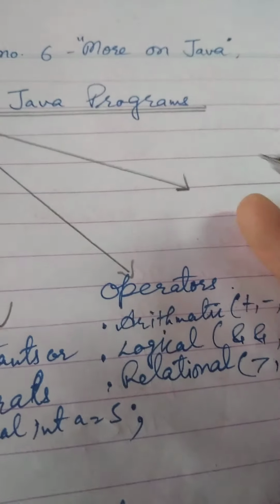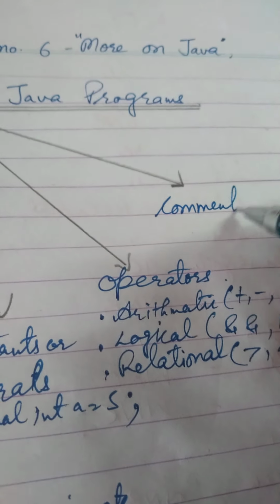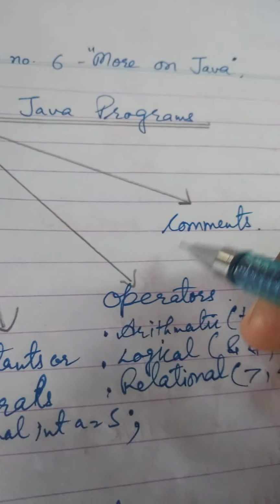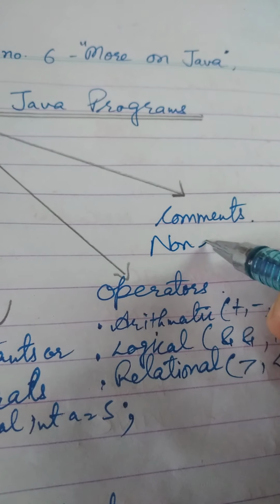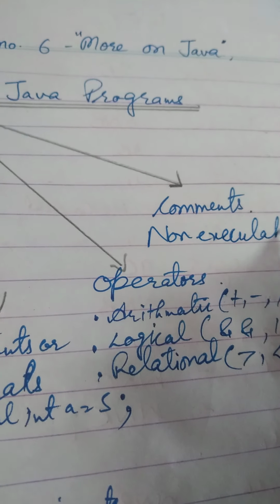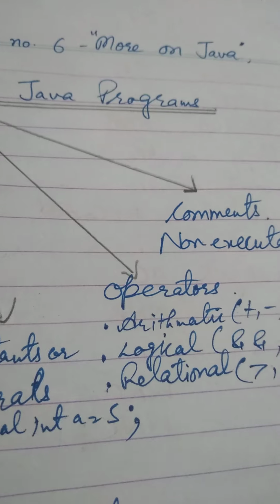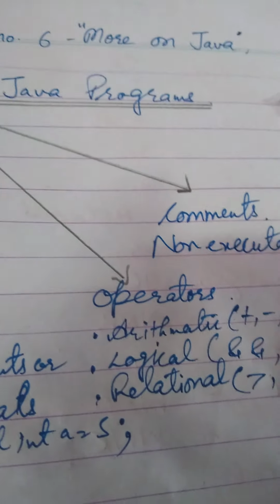And the last element is your comment. Comments are actually the non-executable statements. These statements are not going to be executed. Fine. Like I am making a program and I want to keep something as a comment, means I am just keeping it for my sake, for my knowledge.